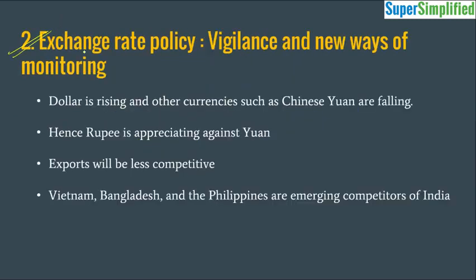Okay, and the second topic it is talking about is the exchange rate policy. It says that we have to monitor our exchange rate policy very closely because the dollar is rising and other currencies such as the Chinese yuan are falling. So what happens? The rupee is appreciating against the yuan, so the yuan is becoming cheaper. When the currency becomes cheaper, the exports are very competitive, so Chinese competitiveness in the export sector will increase as compared to India, right? So our exports will be less competitive. Not only China, even Vietnam, Bangladesh and Philippines are strong contenders in terms of exports, right?